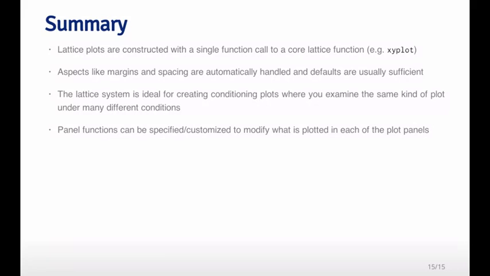The lattice system is really ideal when you have data sets that you can look at by conditioning on certain variables. So basically, you want to look at a relationship, but you want to look at it within levels of another variable. So you want to look at the same kind of plot, but under many different conditions. And you can use customized panel functions to modify exactly what goes on in each of the plot panels. And so that gives you a lot of power to customize the look of these panel plots. I find the lattice system very useful for looking at a lot of data in a very quick way. And so I encourage you to try it and look at some of the other functions like bwplot, boxplots, and scatter plot matrices to see how they work for you.